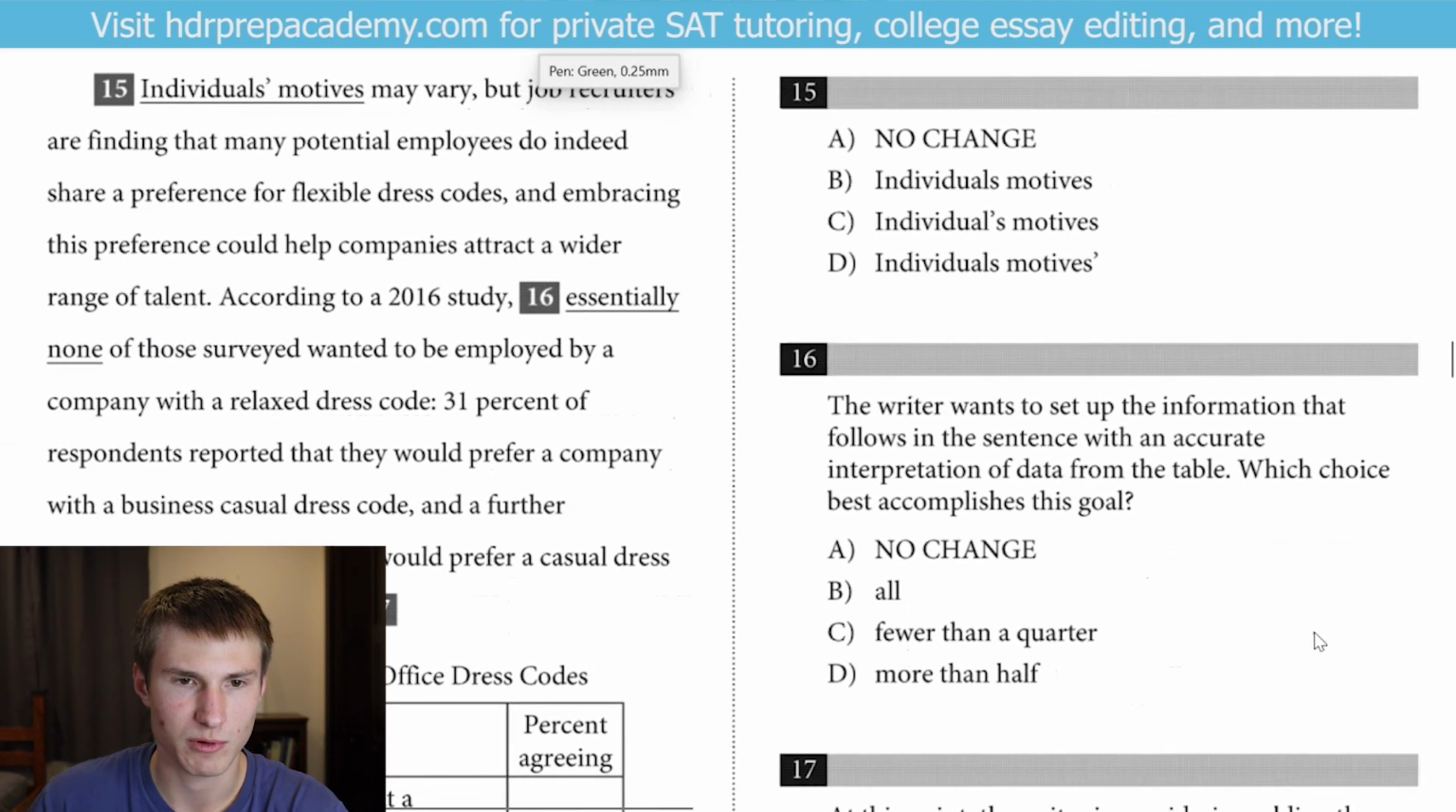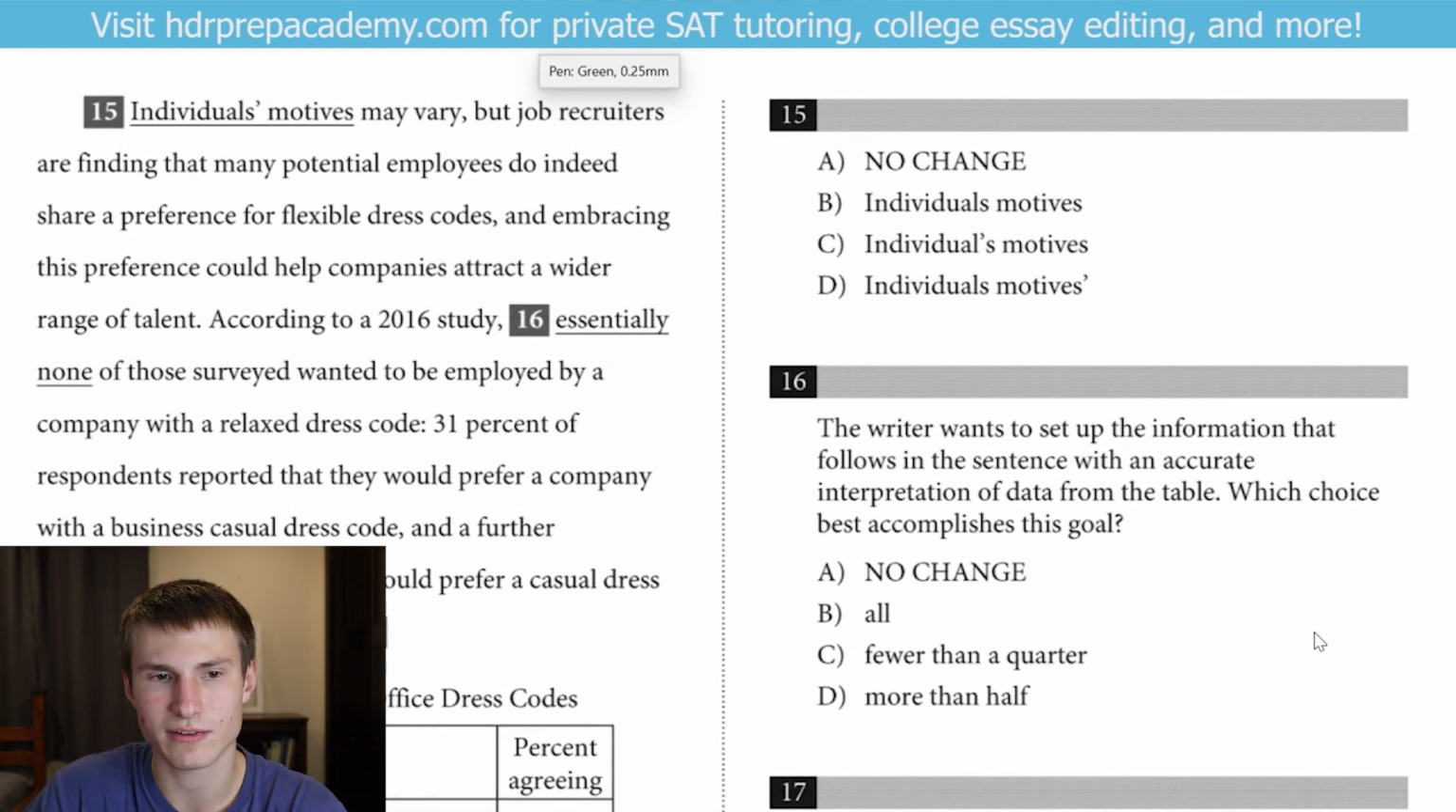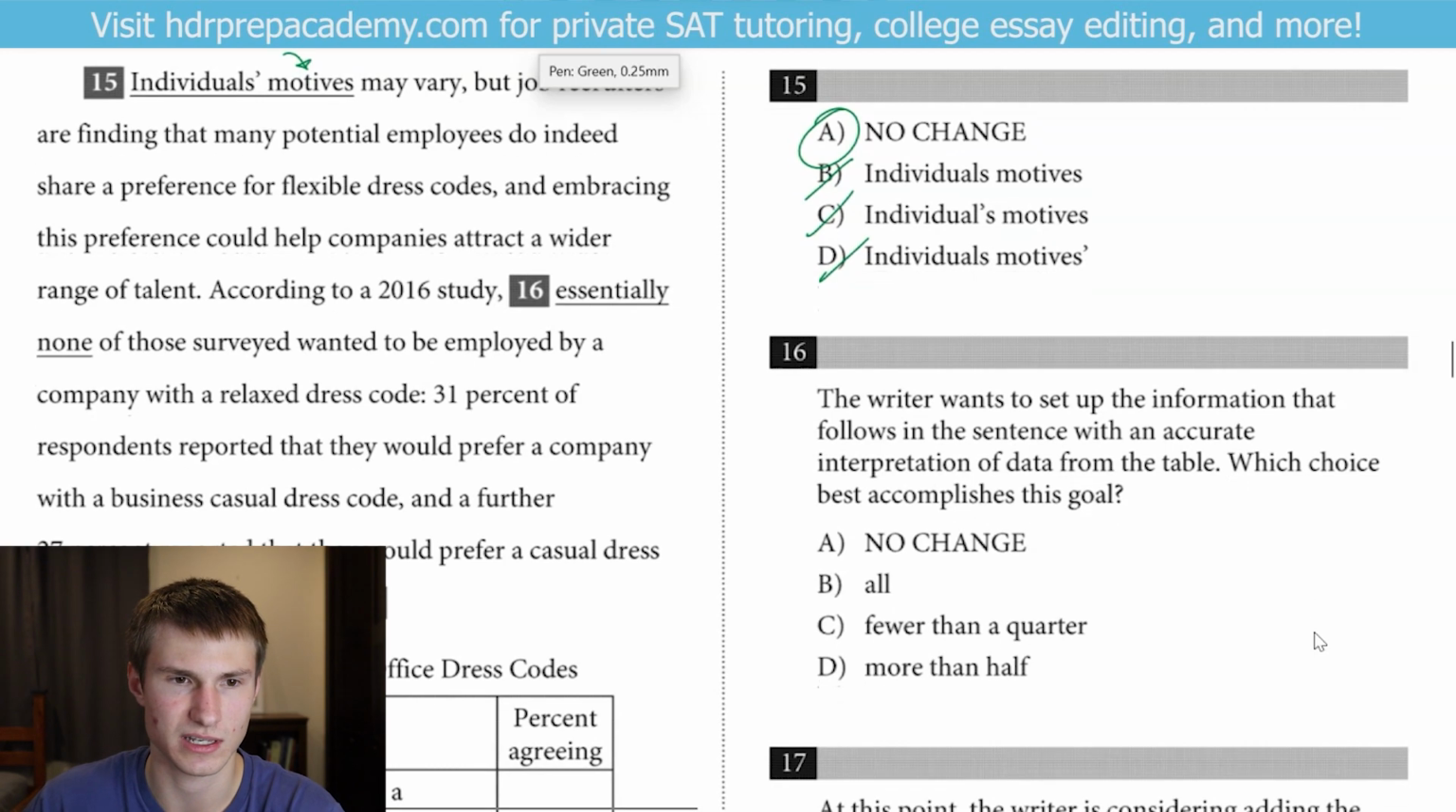Going to 15 now. We have individuals' motives. In this case, we're kind of dealing with apostrophes, right? Individuals is obviously going to be plural. So that apostrophe has to come after the S because they do own the motives. So anything with the apostrophe before the S we can get rid of, and anything without the apostrophe we can also get rid of. So we end up with our answer there as A. Individuals is plural. We put the apostrophe after it. Motives doesn't own anything, so it doesn't get an apostrophe.